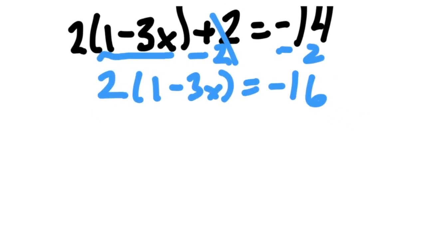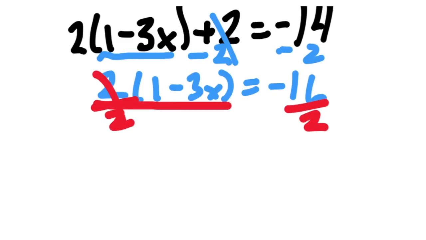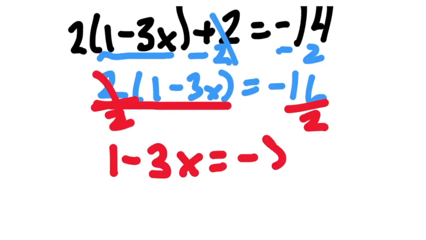Now you have a couple options. You can distribute to get rid of the parentheses, or you can recognize that 2 times that quantity can have the 2 canceled out by doing the opposite and dividing both sides by 2. So we end up with 1 minus 3x equals negative 8.